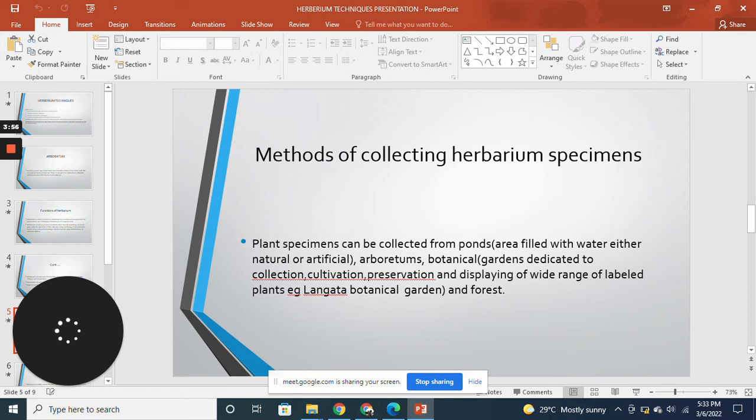Also, we have methods of collecting herbarium specimen, and plants can be collected in various places like the ponds, and ponds are places that are filled with water, and they are either natural or artificial. We have arboretums, as we had discussed before. We also have botanical gardens. These are gardens dedicated to collection, cultivation, preservation, and displaying of a wide range of labeled plants, e.g. Langata Botanical Garden here in Nairobi. Also, we have places like forests where these herbarium specimen can be collected.